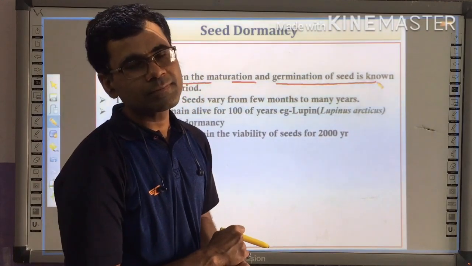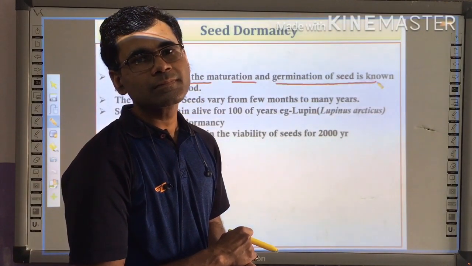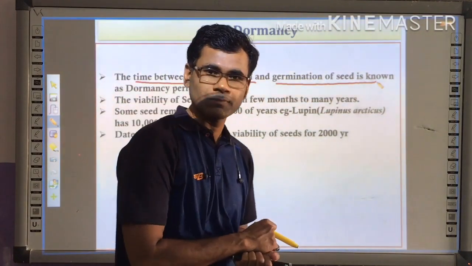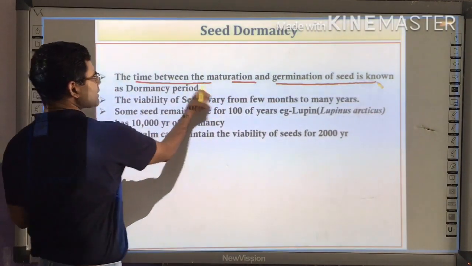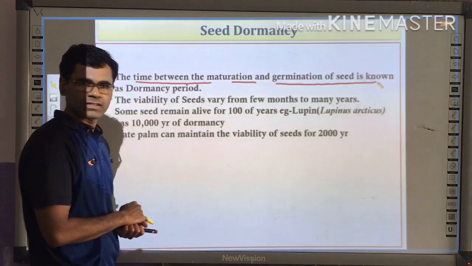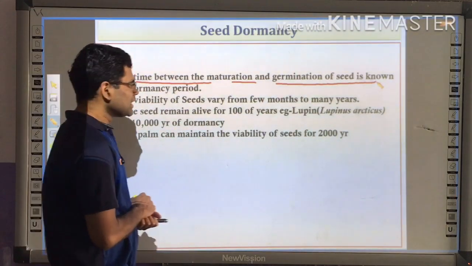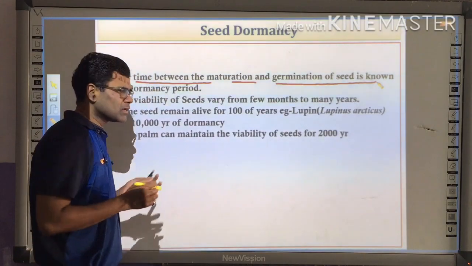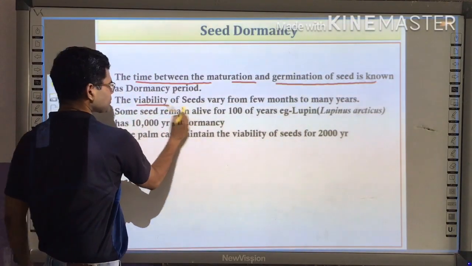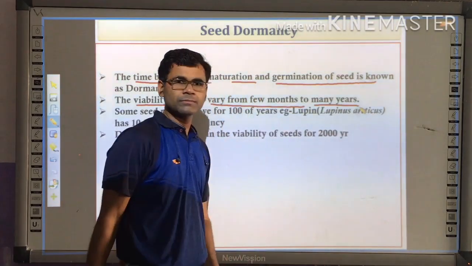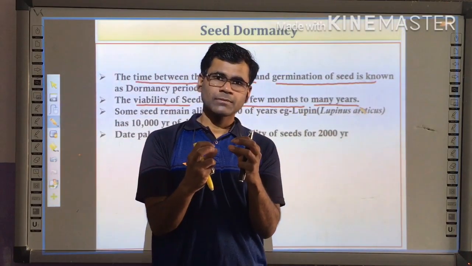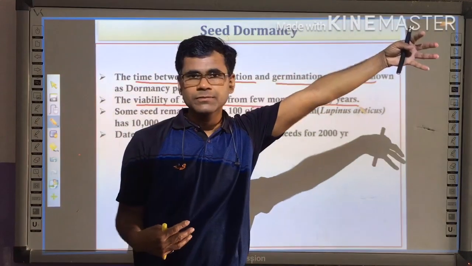Remember in class 11th, phytohormones, there are a few hormones which are required for breaking seed dormancy. What are they? That is your homework. Okay, just find it out. So the time between maturation and germination is called seed dormancy, right? The viability of the seed can vary from a few months and it can go up to many years.